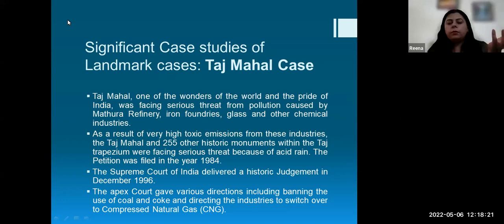So that was the impact created by the Taj Mahal case, and it is lasting. That impact is still lasting as per the regulations and rules that were drafted after this landmark case.